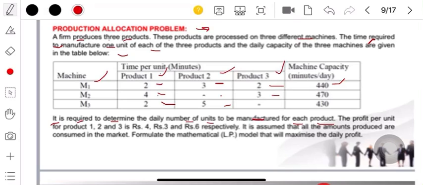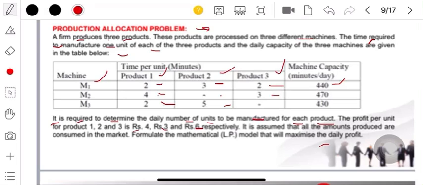And what is the condition? The profit per unit for product 1, 2 and 3 are given as rupees 4, rupees 3, rupees 6 respectively. So it is assumed that all the amounts produced are consumed in the market. Formulate the mathematical linear model that will maximize the daily profit. Okay, so have you understood the problem?